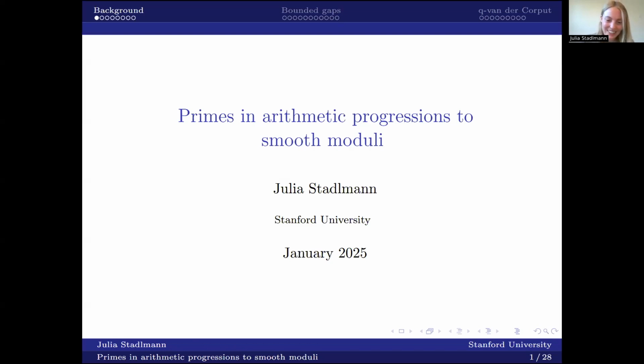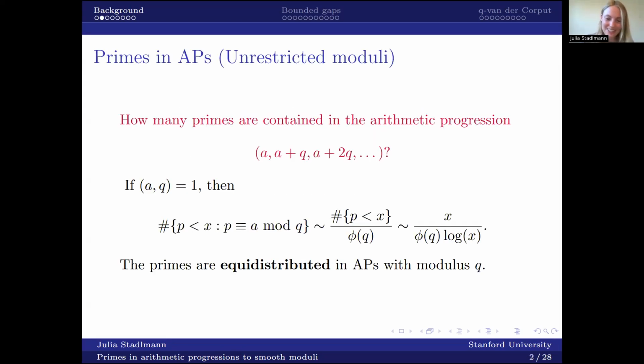And like Philip said, I'm going to talk about primes in arithmetic progressions. The basic question is, if we look at the sequence a plus q, a plus 2q, then how many primes are in the sequence? And if a and q share a prime factor, that's of course a very boring question. There can only be at most one prime. So really we are thinking about a and q being coprime.